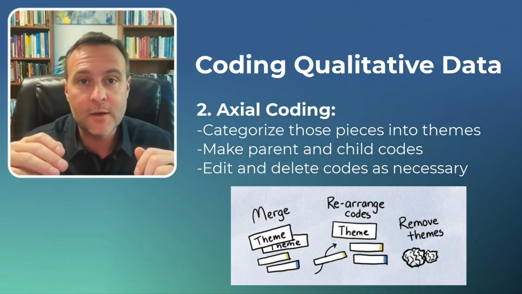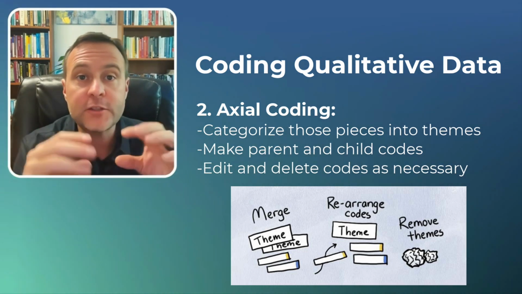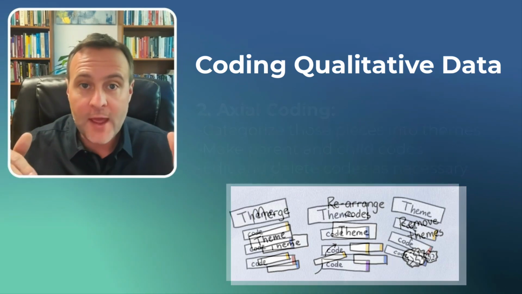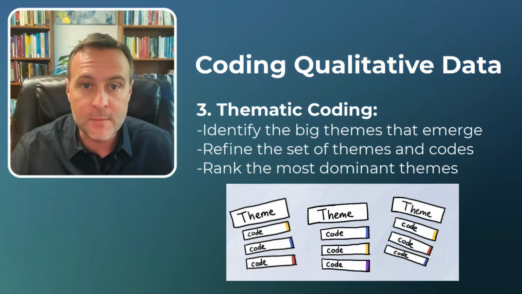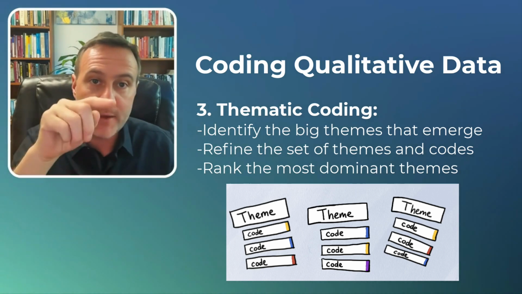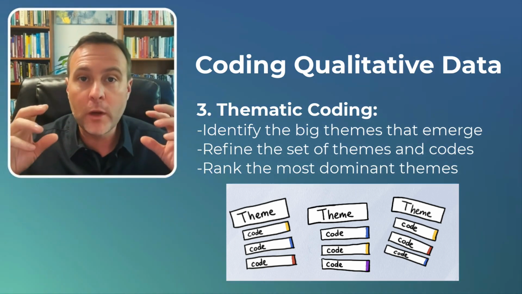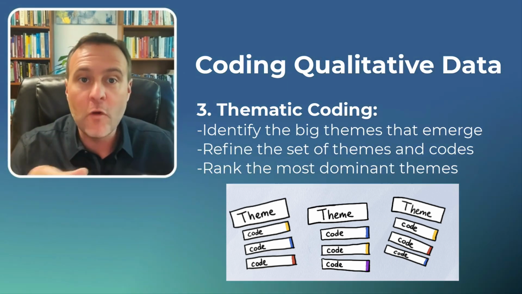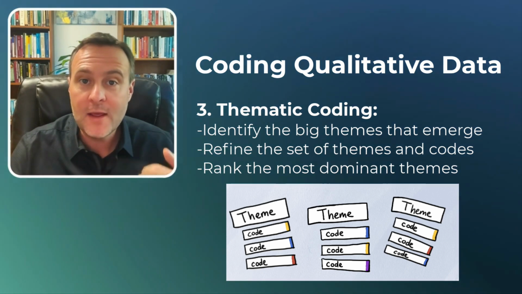But you're also beginning to create parent and child codes, creating categories to start clustering or grouping some of these codes in. And then once you've done that, you move to thematic coding. This is where you're finalizing your key themes. So you've got these little clusters of parent and child codes. And now you want to figure out what are the most dominant themes. So it's an even further level of organizing these codes. It's the final step where these themes are refined and named.